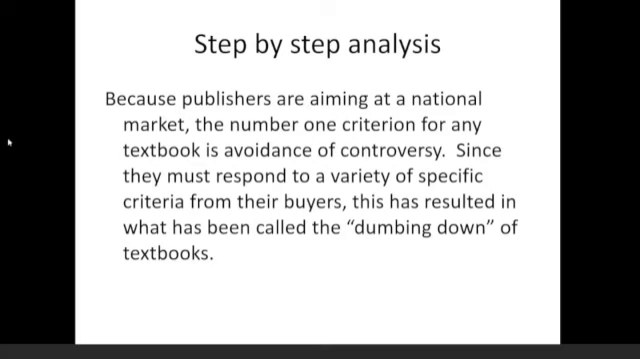We have this text, this passage here. Because publishers are aiming at a national market, the number one criterion for any textbook is avoidance of controversy. Since they must respond to a variety of specific criteria from their buyers, this has resulted in what has been called the dumbing down of textbooks. Okay. So we will start by reading the passage, looking for an argument, right? And that means, again, looking for a conclusion and reasons, propositions that are expressing reasons to believe that conclusion.